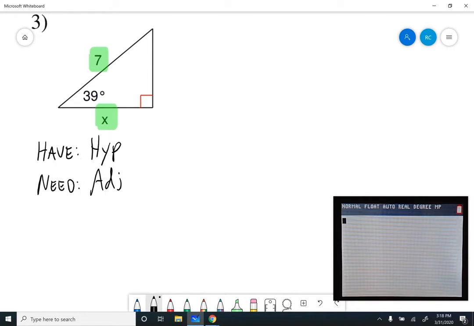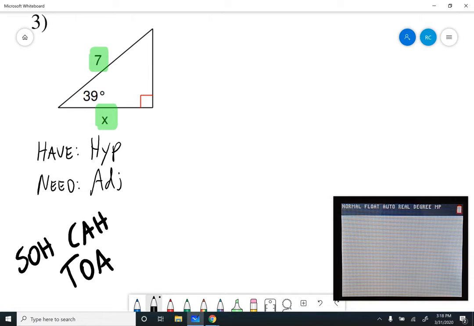To figure out what to do next, we need to know what ratio it is. So it's time once again for SOHCAHTOA. Too much? Too much. We've got the hypotenuse, we need the adjacent. The only one with both of those is cosine.